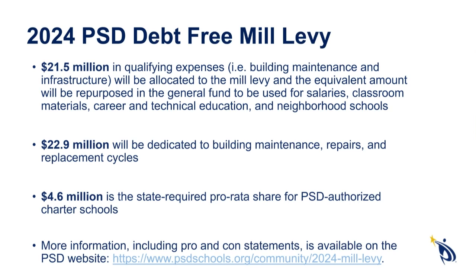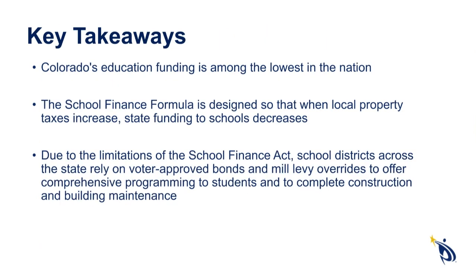The last piece is that the charter schools do get a pro rata share of PSD of any mill levies that we collect. And so we've calculated that to be about $4.6 million of the $49 million. All of this information is on the website, so I encourage anybody that's watching from home, you can see the link down there below. It's also on our homepage. You can go look at some of the factual information out there.